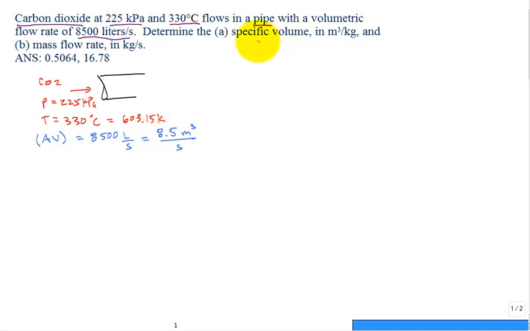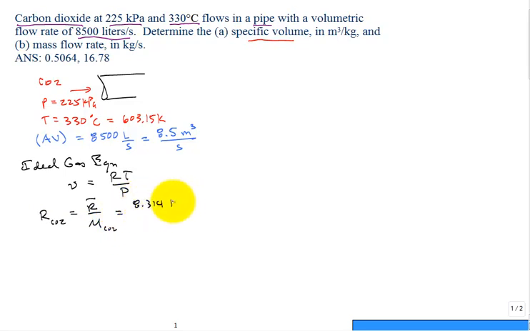Okay, so how do we calculate that specific volume? Well, if we use the ideal gas equation, we have that PV is equal to RT, and I'm going to put that P on the other side, so v equals RT over P. And so we have to get the gas constant for CO2. That's the universal gas constant divided by the molar mass of CO2. So 8.314 kPa meter cubed per kilomole Kelvin. That's for R bar, the universal gas constant.